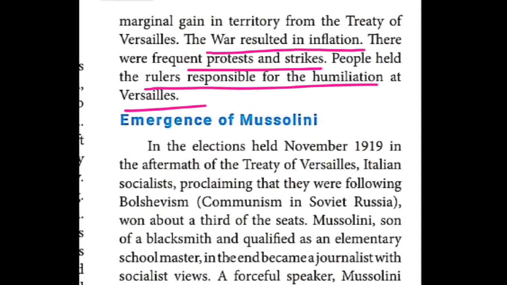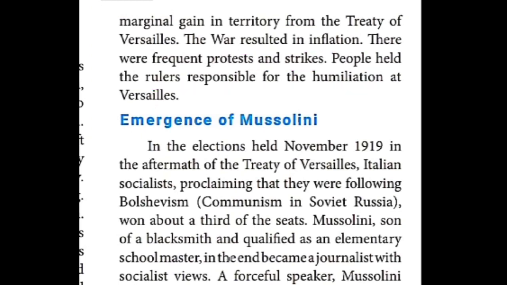So this much only. The next one, emergence of Mussolini. What time did he come into power? That I am going to tell now, children. Emergence in the sense, arrival. So in Italy they conducted the election in the year 1919, in the aftermath of the Treaty of Versailles. Aftermath in the sense, results.